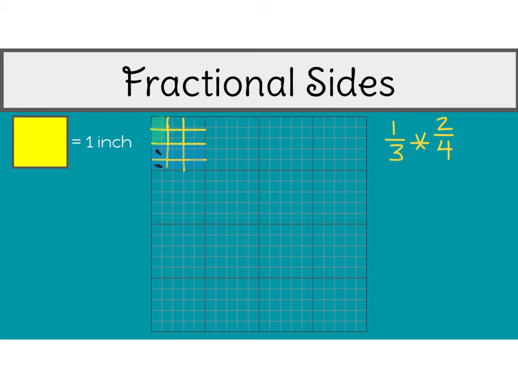2/12. Well, watch what happens when I multiply my length times my width. Using my multiplication algorithm, 1 times 2, my numerators, I get 2, and multiply my denominators, 3 times 4 is 12. Well, we got the same answer, didn't we? So let's try another one.